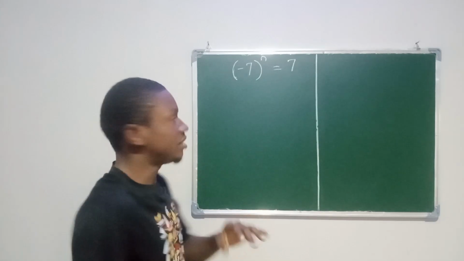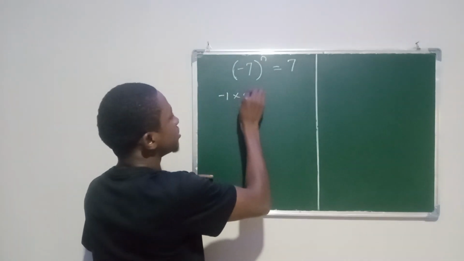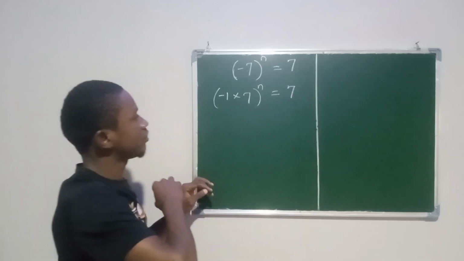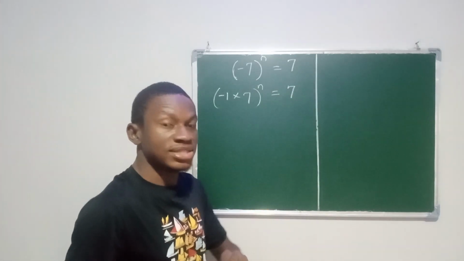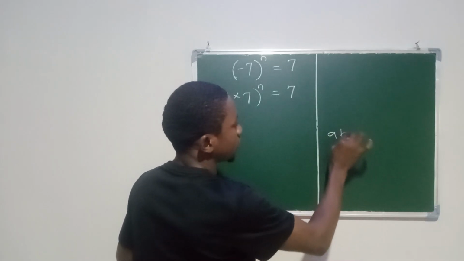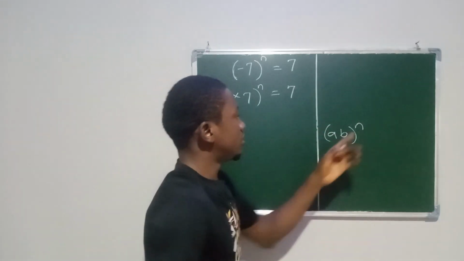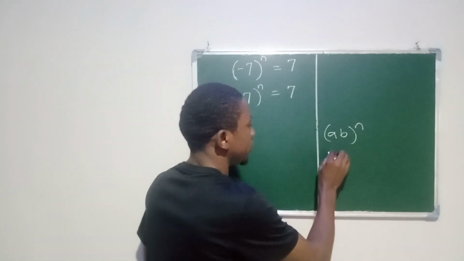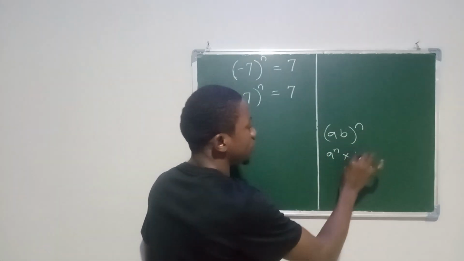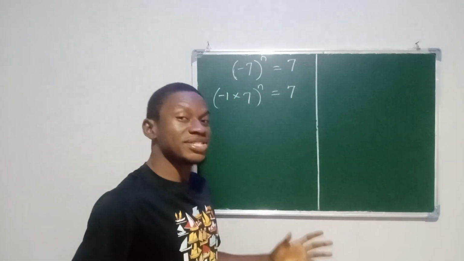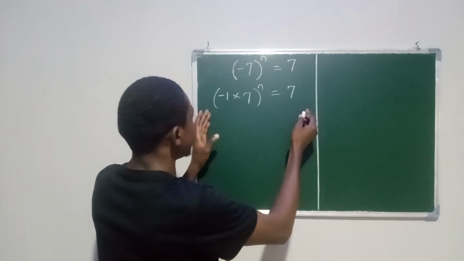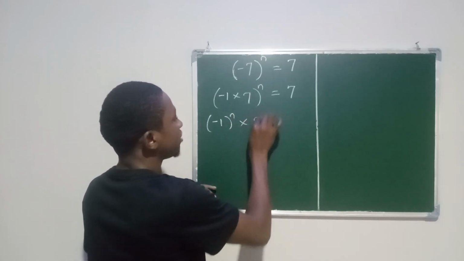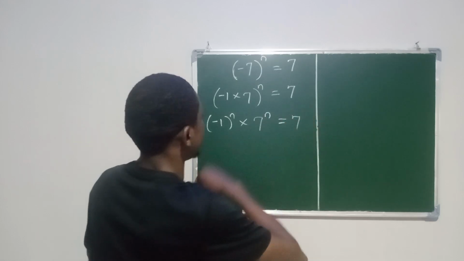Now, this can be rewritten as minus 1 times 7, raised to the power of n, is equal to 7. According to one of the laws of indices, if we have a times b raised to the power of n, this n affects both entities in the bracket. So it can be written as a raised to the power of n multiplied by b raised to the power of n. With that being said, we can further write this as minus 1 raised to the power of n multiplied by 7 raised to the power of n is equal to 7.